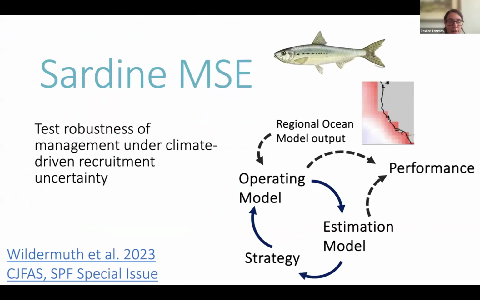Next is the sardine MSC. Here I don't have the time to go into the details, but I urge you to check out the paper that was recently published. The sardine MSC was developed to test the robustness of management of sardine under climate-driven recruitment uncertainty. And so we developed different operating models that have different recruitment scenarios, and some of them were driven by regional ocean model output.